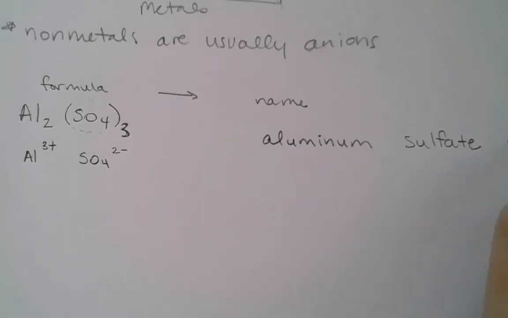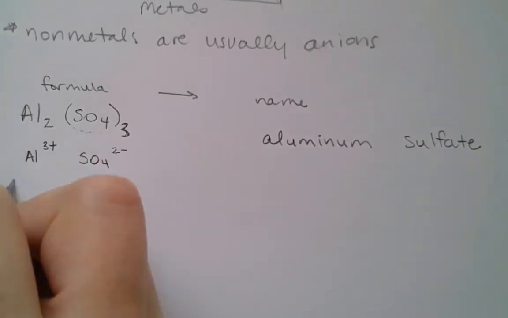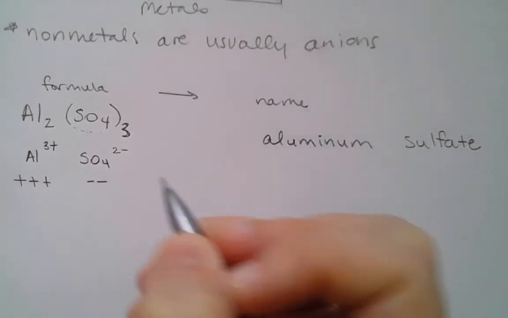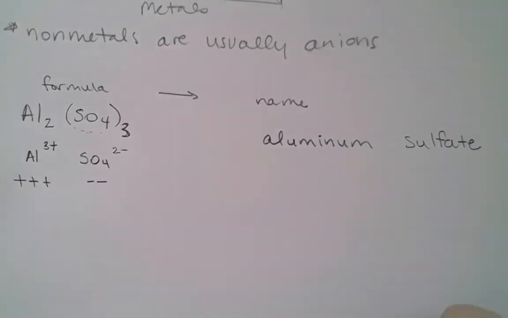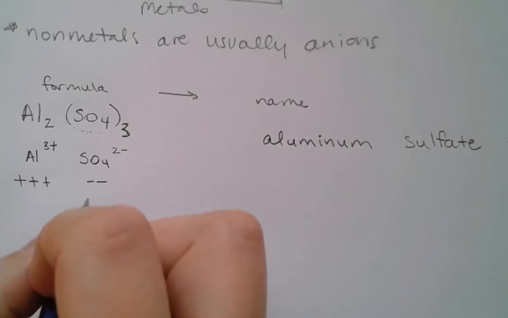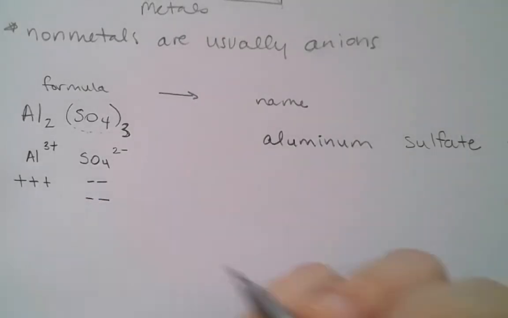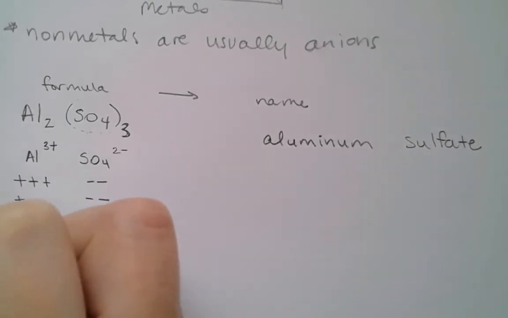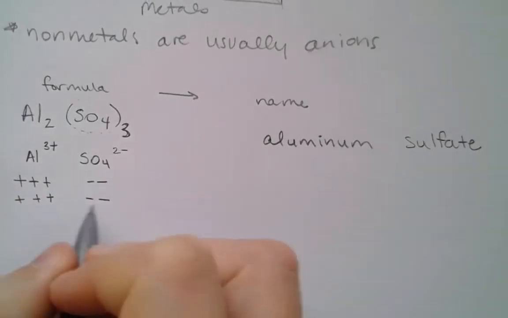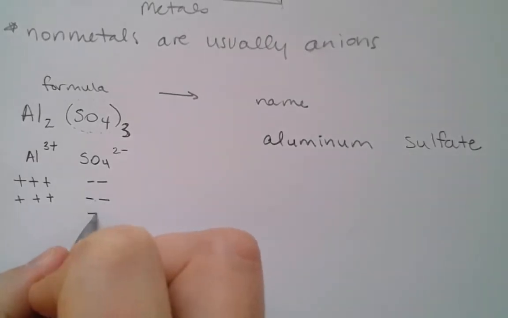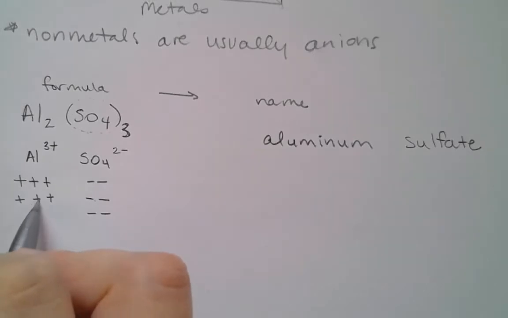Check, okay. But just to show it, your aluminum has a 3 positive charge. Your sulfate has a 2 negative charge. Not balanced. We need more negative, add another sulfate. Plus 3 minus 4, still not balanced. Now we need more positive, add another aluminum. Now we've got plus 6 minus 4. Nope, not neutral, not 0. Add another negative. Plus 6 minus 6.